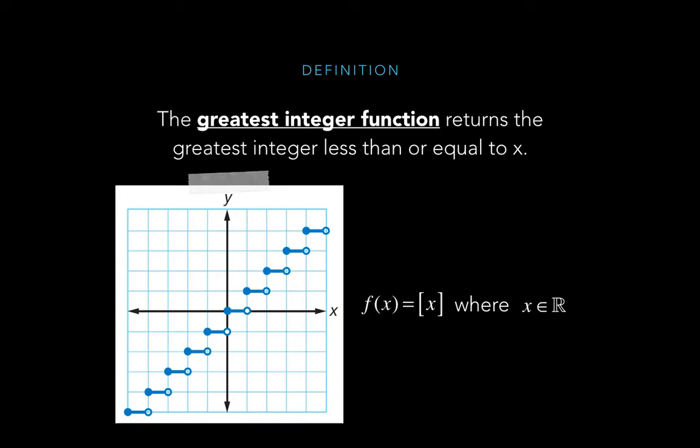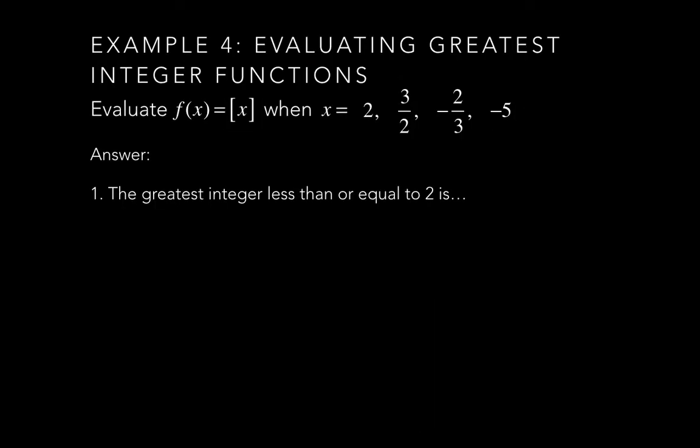It is kind of like a stair-step looking function. Lots of little pieces here. And the way it's written is f of x equals, and then in those brackets, the x, where x is going to be a real number. So let's evaluate a greatest integer function when x is 2, 3/2, -2/3, and -5.